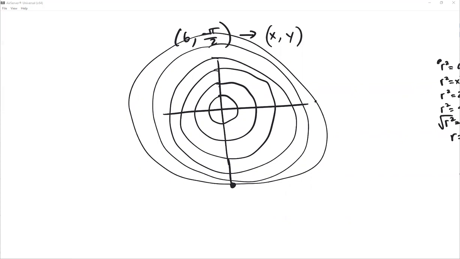Isn't it section 6.3? Let's see what page it's on. Go to page 650. You have to use this: x is equal to r cosine theta, and y is equal to r sine theta.